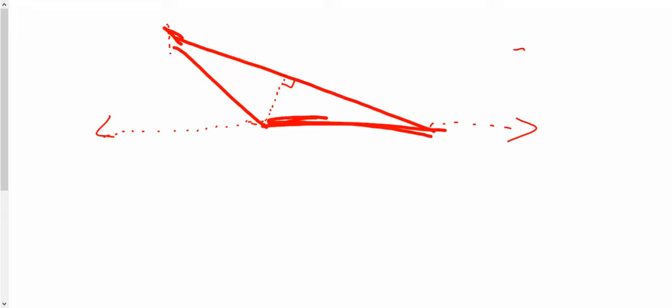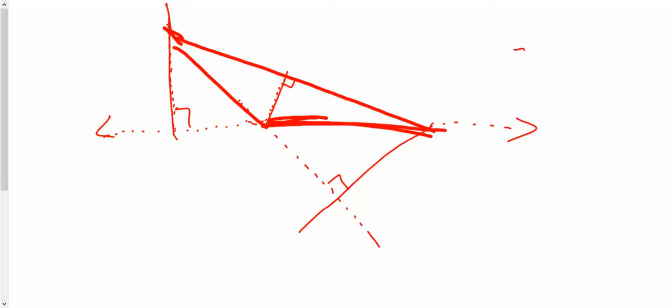And then what you're going to do is go straight down like this, and that is going to be your altitude. And this one, you're going to have to do the same thing here. You're going to have to extend this side right here, and then go straight down like that. So there's an altitude, there's an altitude, and there's an altitude.